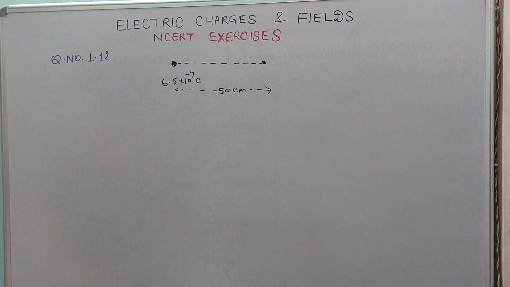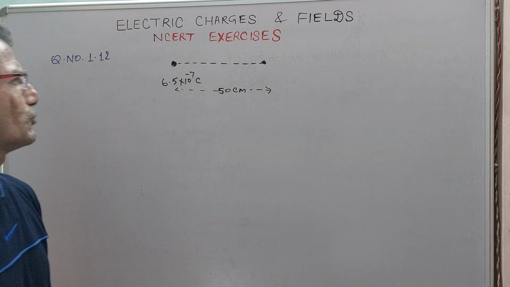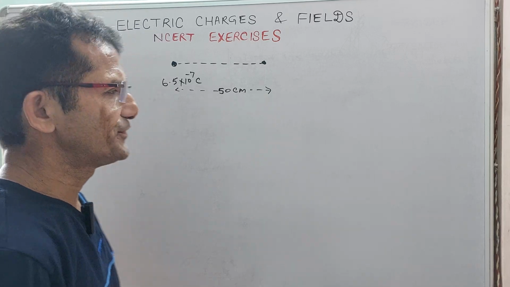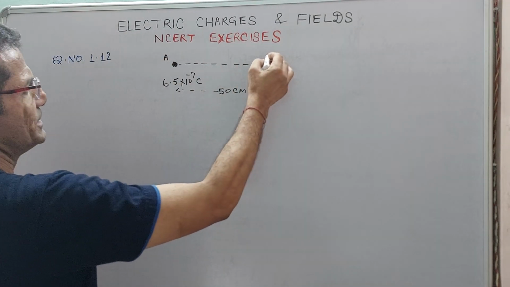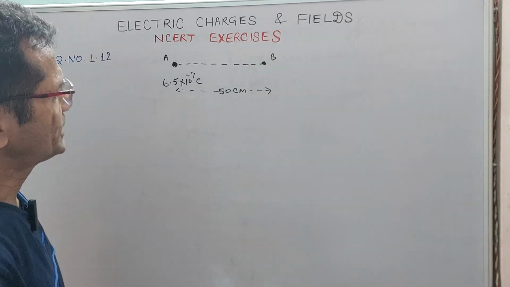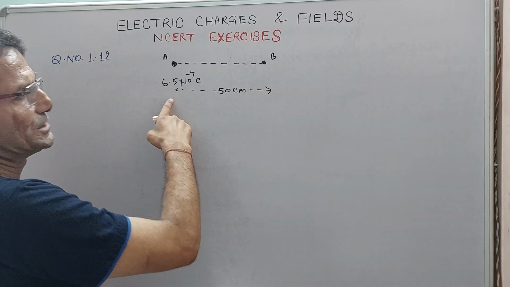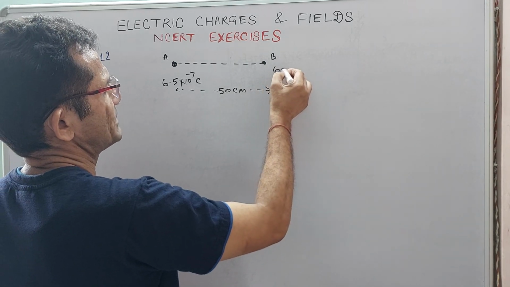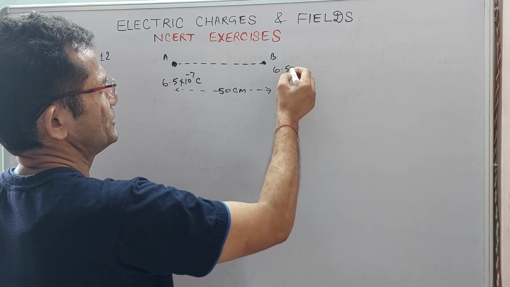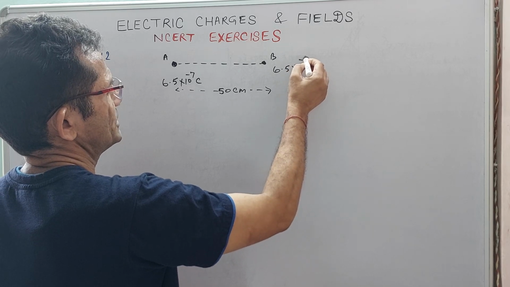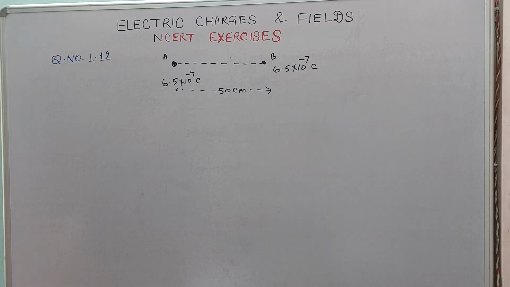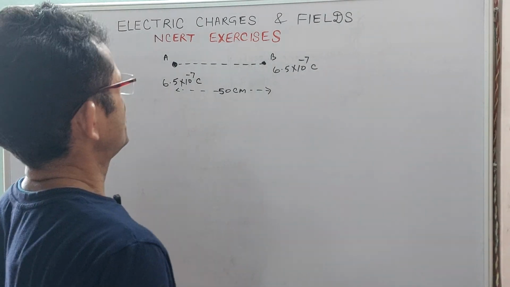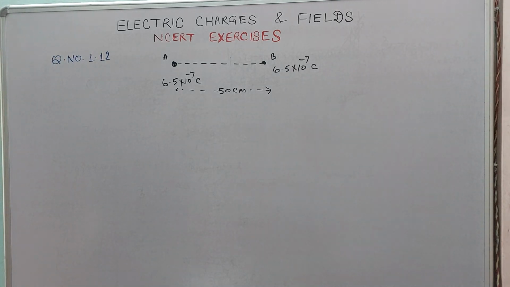Now question number 1.12. In this question, suppose two copper spheres are placed at points A and B. Both are given charges of 6.5 into 10 raised to the power minus 7 coulomb. What is the Coulombic electrostatic repulsion between them? The distance between them is 50 centimeters.